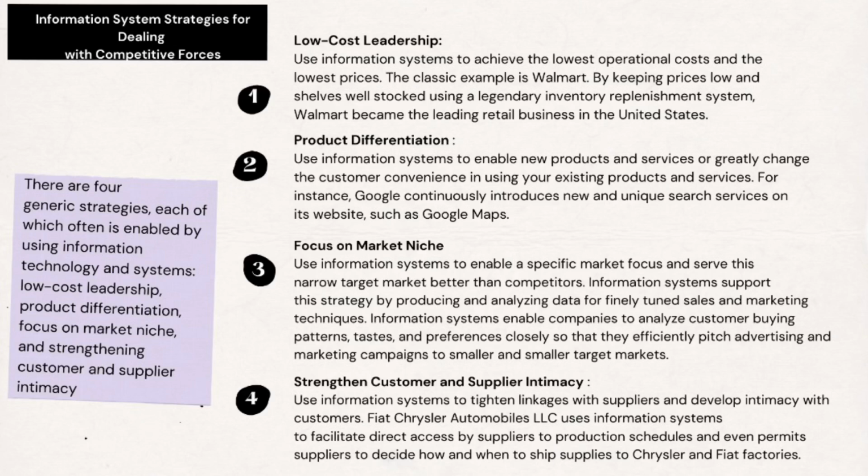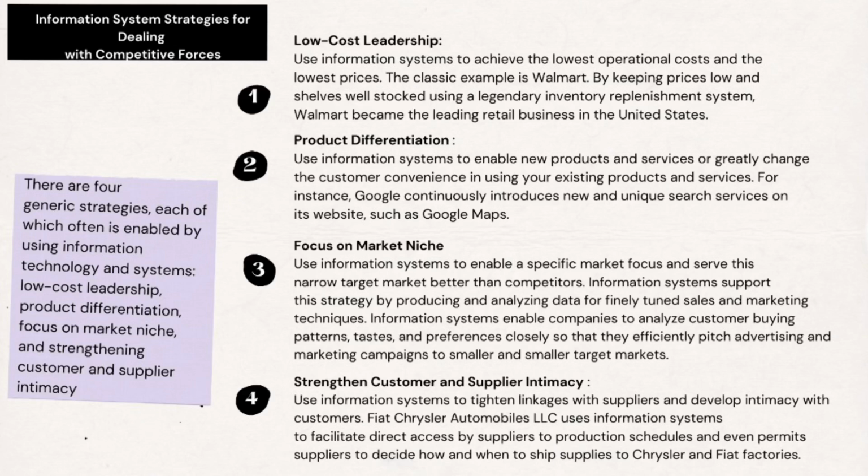By keeping prices low and shelves well stocked using a legendary inventory replenishment system, Walmart became the leading retail business in the United States. Product differentiation. Use information systems to enable new products and services or greatly change the customer convenience in using your existing products and services. For instance, Google continuously introduces new and unique search services on its website, such as Google Maps.